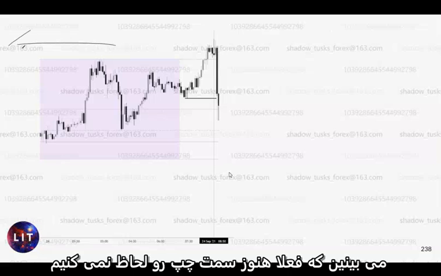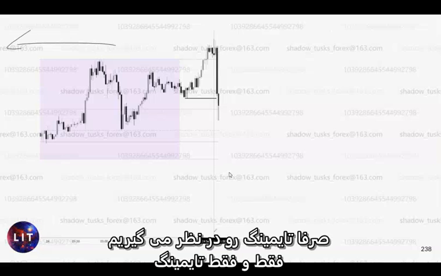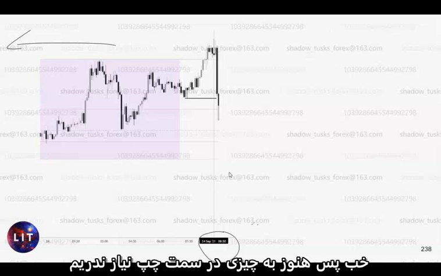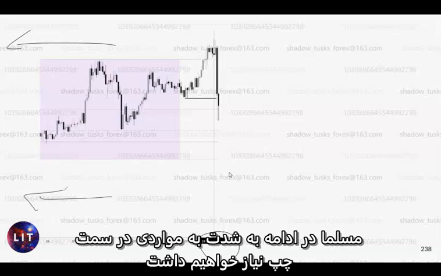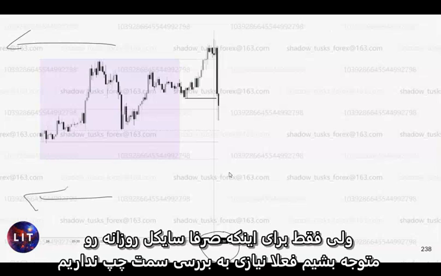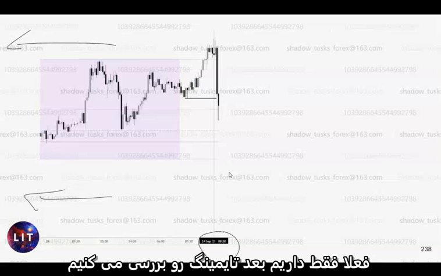You see, we don't look at the left yet. We just look at timing to understand the daily cycle and the session's intentions. So we don't need anything to the left yet. Of course, later we highly need something to the left, but just to understand the pure daily cycle, we don't need to look to the left yet. We're just looking at timing aspects.